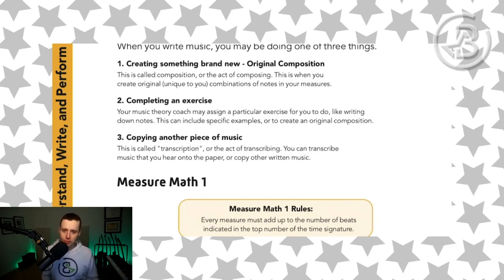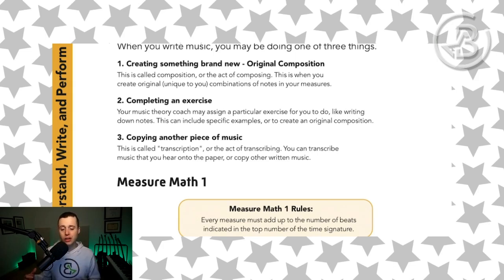The third thing you might be doing when you write music down is copying another piece of music. This is called transcription, or the act of transcribing. You can transcribe music that you hear onto paper. You can also copy other written music onto paper. And again, I'm saying paper, but you could be writing it into a software program or marking up a digital paper on your tablet.